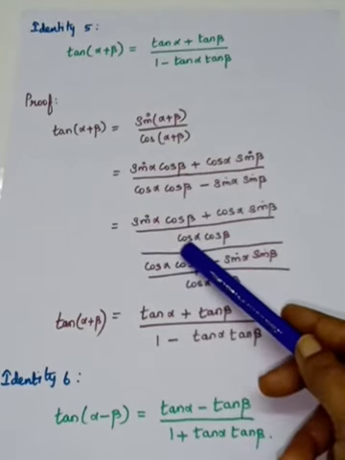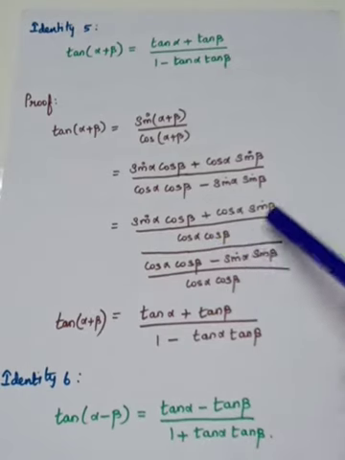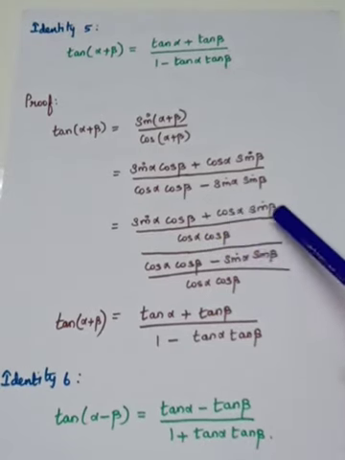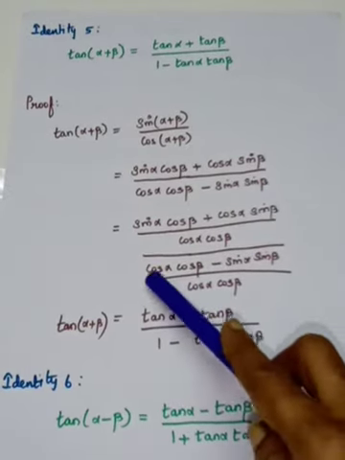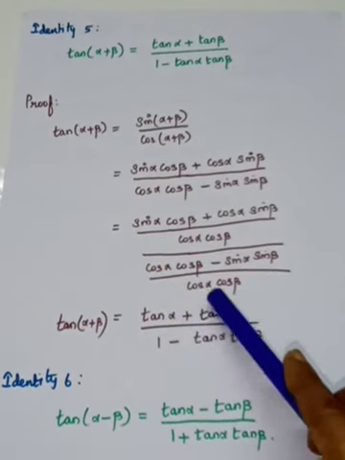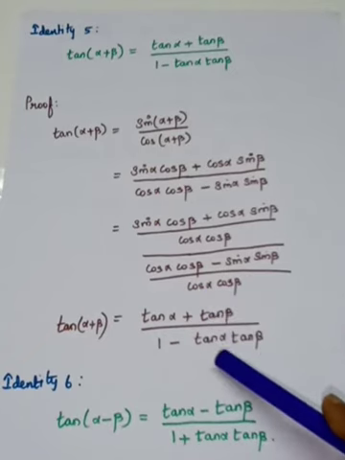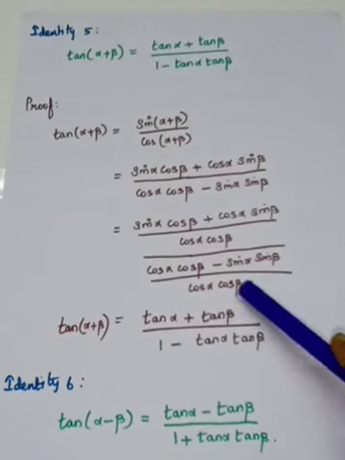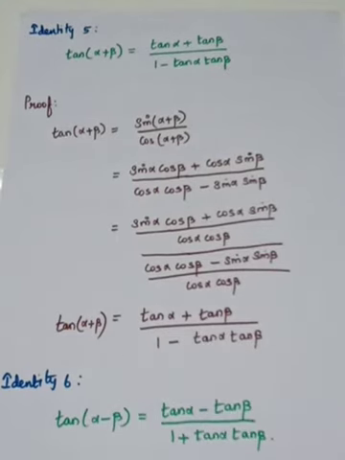So sin alpha by cos alpha is tan alpha. Cos beta gets cancelled. Go to the second term. Cos alpha, cos alpha gets cancelled. Sin beta by cos beta is tan beta. So come to the denominator. Cos alpha cos beta is cancelled with cos alpha cos beta, so it is 1. Minus, here sin alpha by cos alpha is tan alpha, sin beta by cos beta is tan beta. So tan of alpha plus beta is equal to tan alpha plus tan beta divided by 1 minus tan alpha into tan beta.